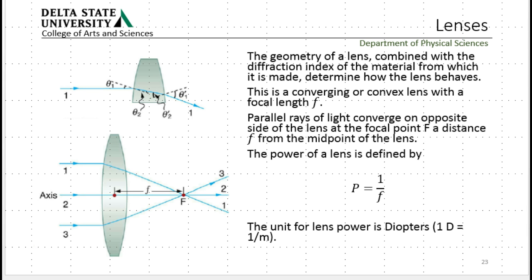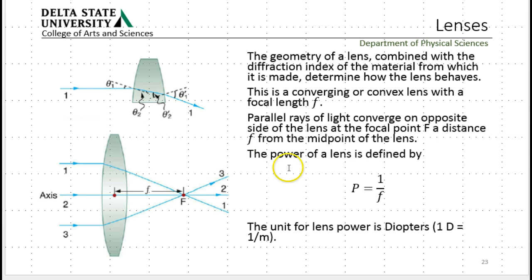Now, converging simply means that if light comes in here, it then bends and goes through the focal point, which is a distance f away from the middle of the lens. Again, if light comes in parallel to the axis, it bends and goes through the focal point. So if light goes through the middle, it simply goes through the middle. That's all pretty simple.